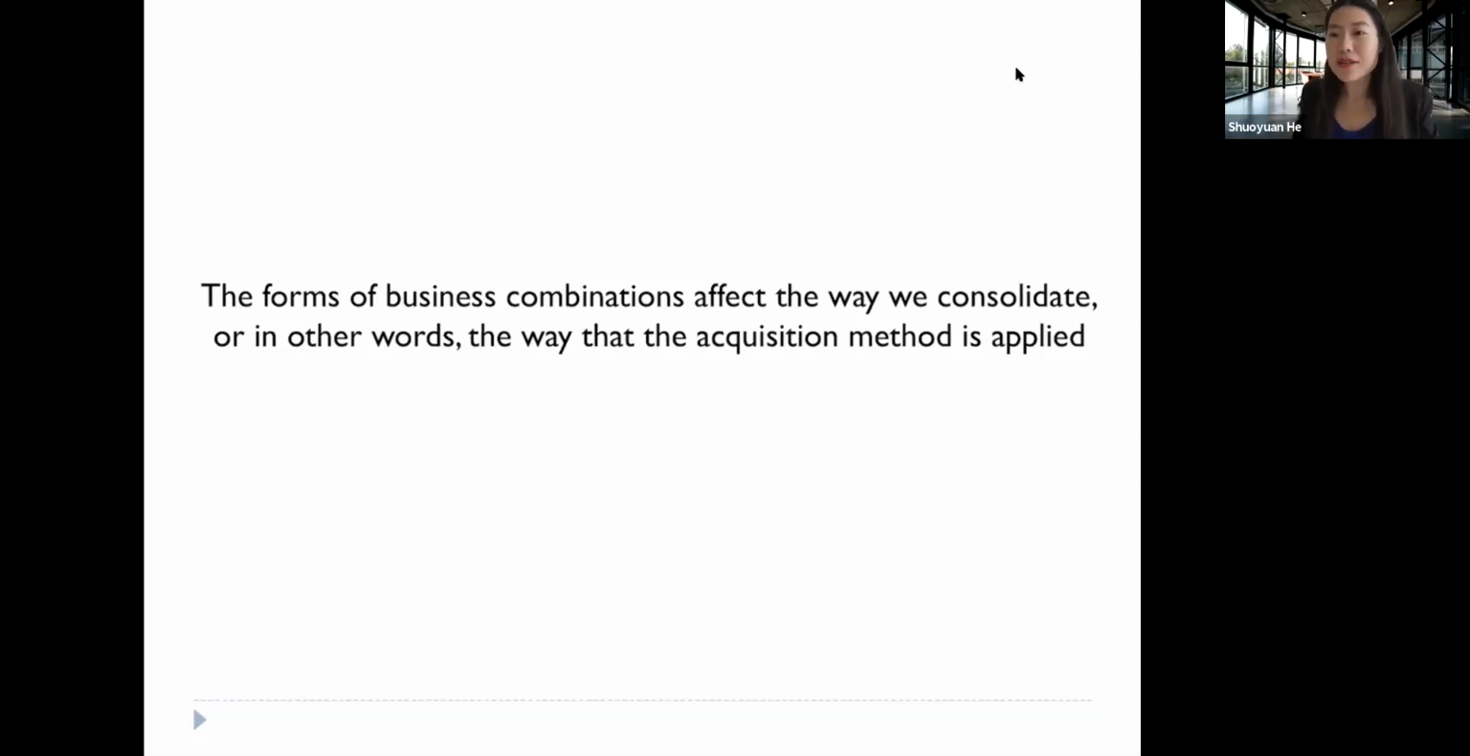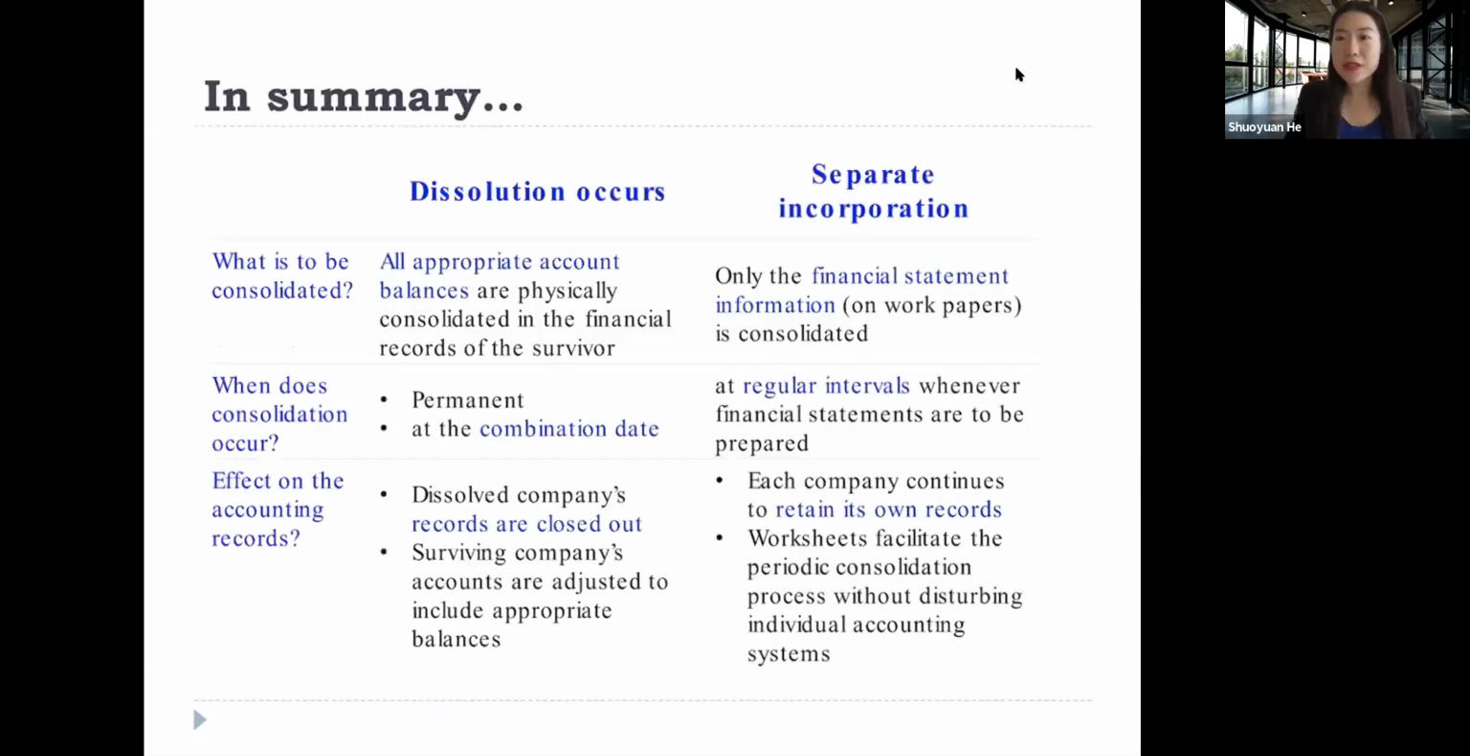So we just talked about previously, why do we need to know different kinds of business combination? Because it affects the way we consolidate. But the specific method we use in consolidation is the acquisition method. So in other words, the form of business combination would affect the way that the acquisition method is applied. So this is just a brief summary, and I'm going to talk about each of these situations in a minute.